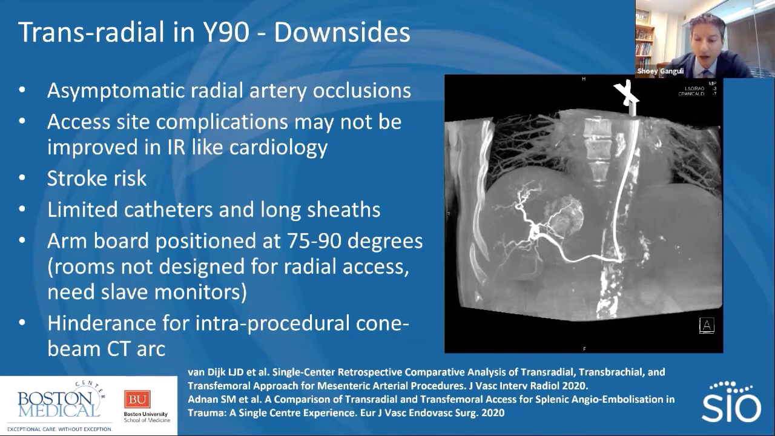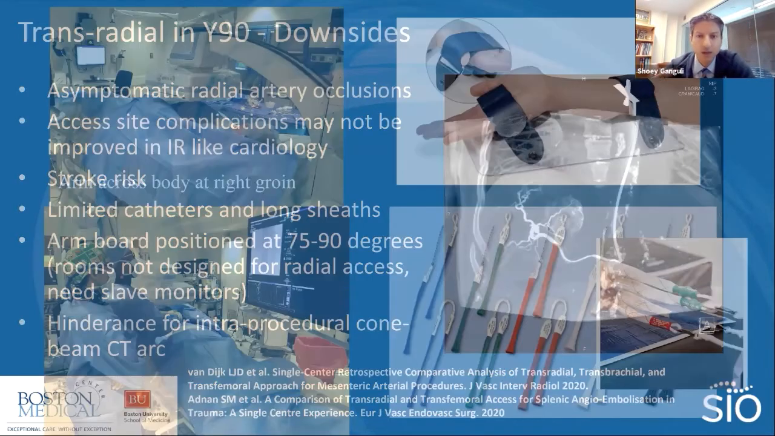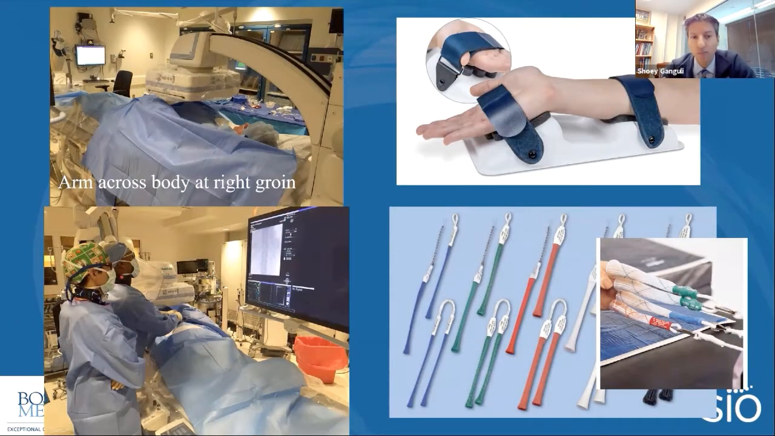So I'm just going to highlight how I'm doing my cone beam CTs now with radial access. You can put the arm across the body at the right groin. This is really good for your room setup because our rooms are set up for right groin access. And there are things you can use, because the arm doesn't necessarily want to sit there, to keep it in place. There are things like these finger holders that you can secure, or even arm boards like this, and you bring it down to the right groin and you work from the right side.